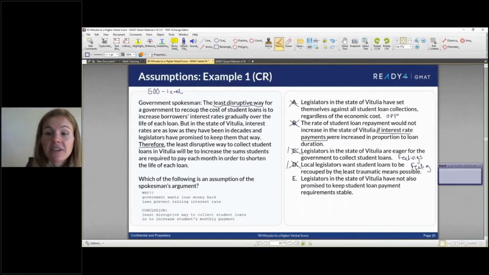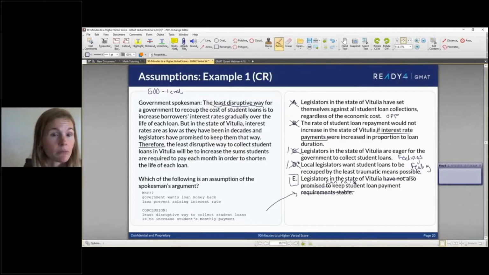E, legislators in the state of Vitulia have not also promised to keep student loan payment requirements stable. So here we are, right? We have assumed in this argument that although they can't raise the interest rate, they can raise the monthly payment. And that's what this is saying. We're assuming that the legislators haven't promised to keep loan payments stable. In other words, we're assuming that they can raise student loan payments. If they're not keeping them stable, then they can raise them. And that is an assumption of this argument, that they are allowed to do that. Okay, so the answer to this one is E.